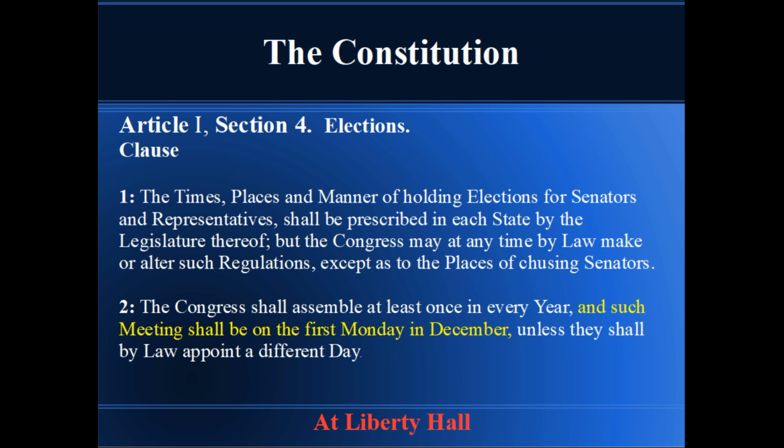Clause 1. The times, places, and manner of holding elections for senators and representatives shall be prescribed in each state by the legislature thereof. But the Congress may at any time by law make or alter such regulations, except as to the places of choosing senators. Clause 2. The Congress shall assemble at least once in every year, and such meeting shall be on the first Monday in December, unless they shall by law appoint a different day. The section in yellow was changed by the 20th Amendment.